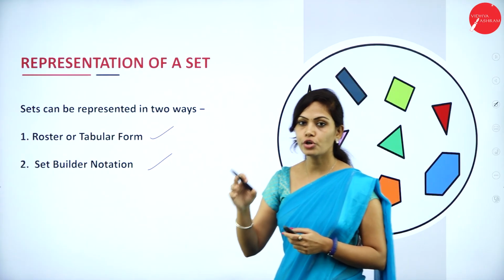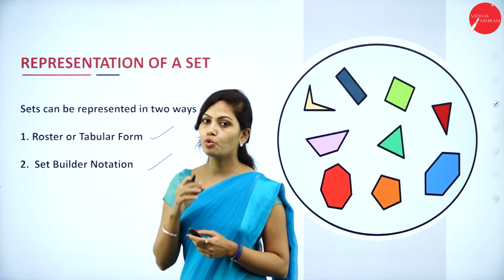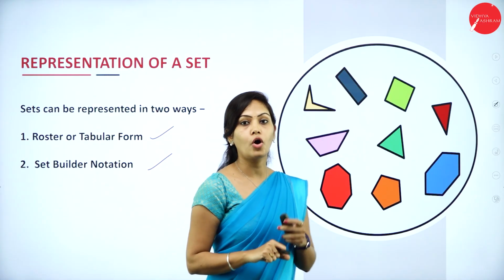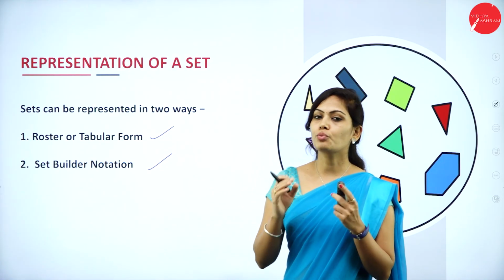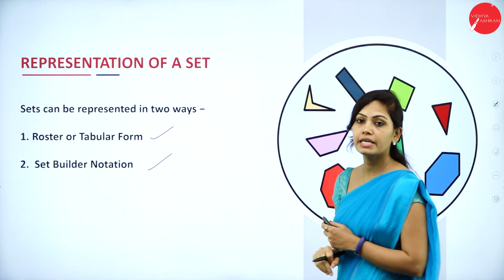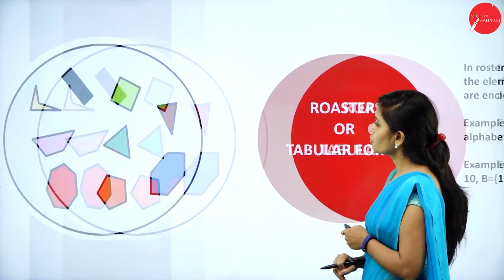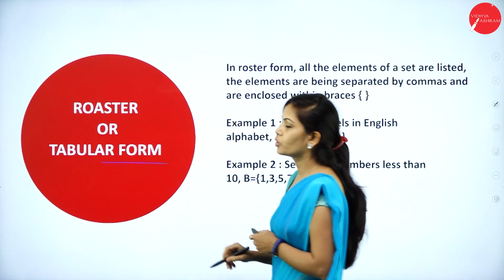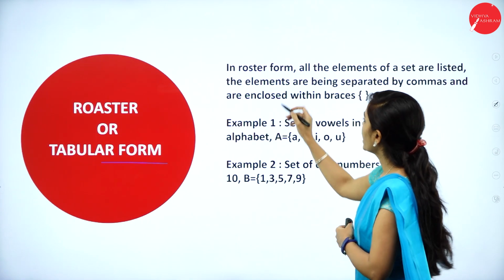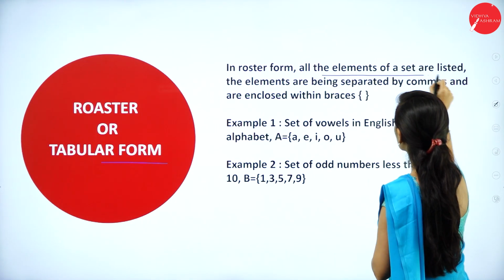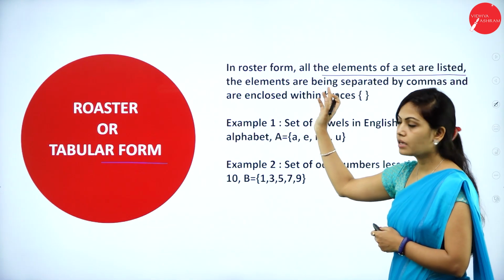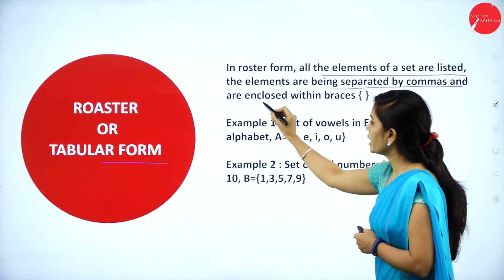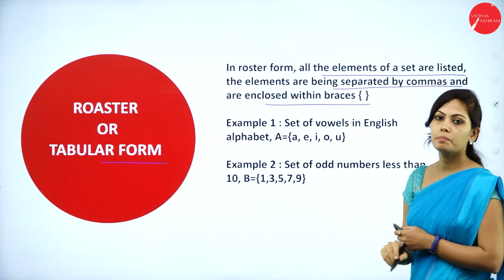So the representation of sets can be divided into 2 parts, that is set builder form and roster form or tabular form. So what is this roster form and set builder form? First one is roster or tabular form. What is this roster form? In roster form, all the elements of a set are listed. The elements are separated by commas and are enclosed within flower braces.